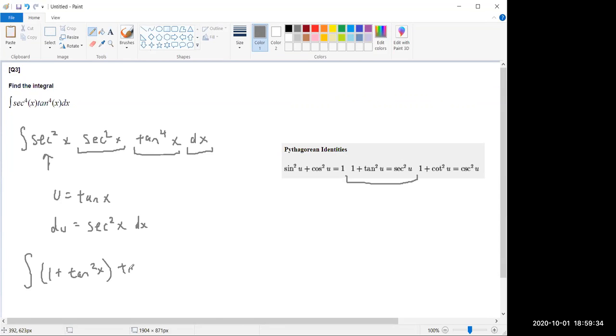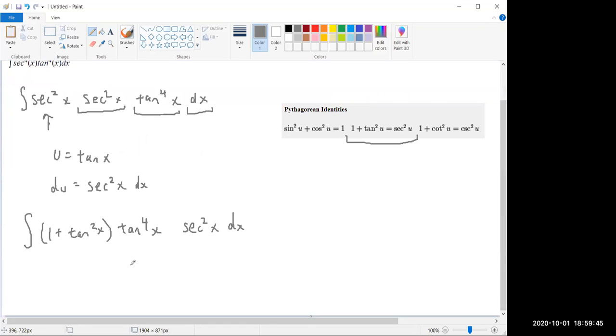And then I'll put the tangent to the fourth here. And then I'll put the secant squared at the end. Okay. So this is good because this is our du, and then all of this can be rewritten in terms of u, right? So if we write in terms of u, this will be 1 plus u squared times u to the fourth, and then secant squared x dx is du.